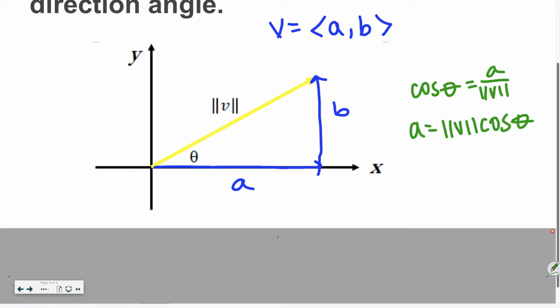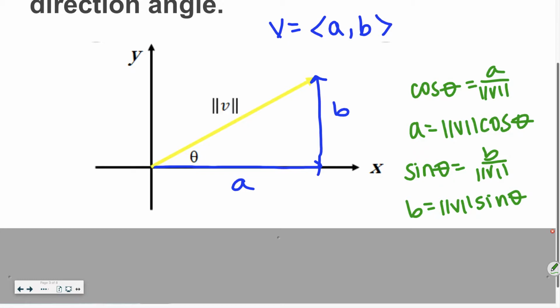Mia, what about our vertical component, b? How might we figure that out? We know that the sine of theta is opposite over hypotenuse. So we could rewrite this to where b, our vertical component, is the magnitude times the sine of the angle. I really love how the horizontal component involves cosine and the vertical component involves sine. That seems a little bit familiar.